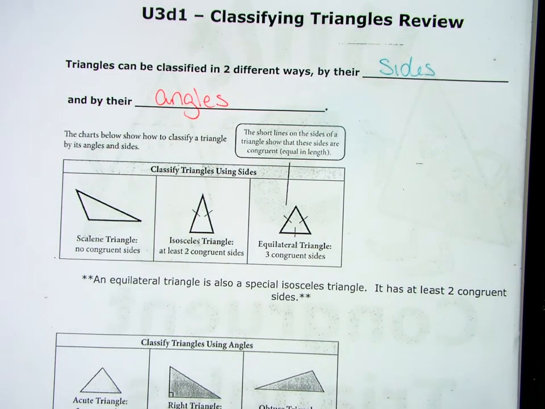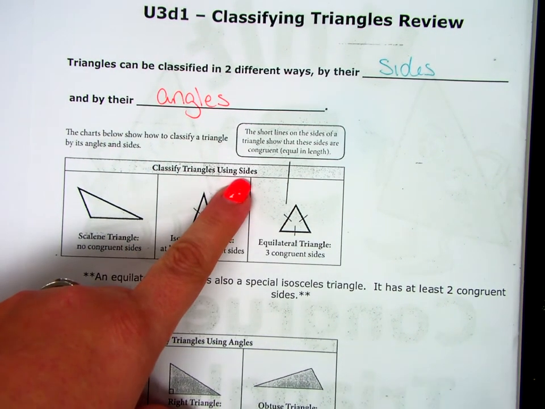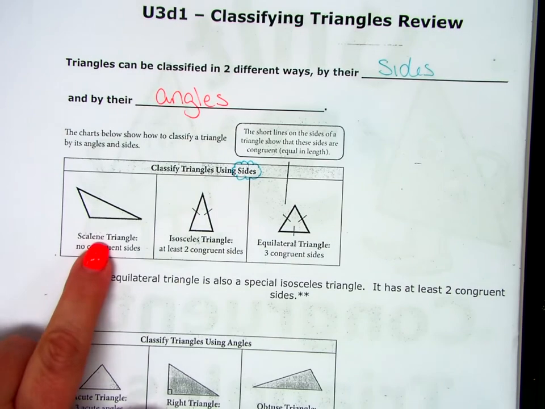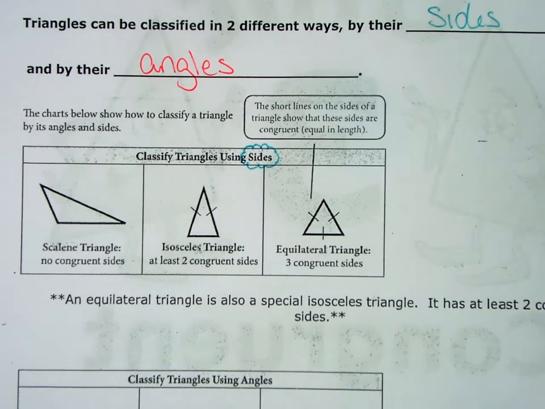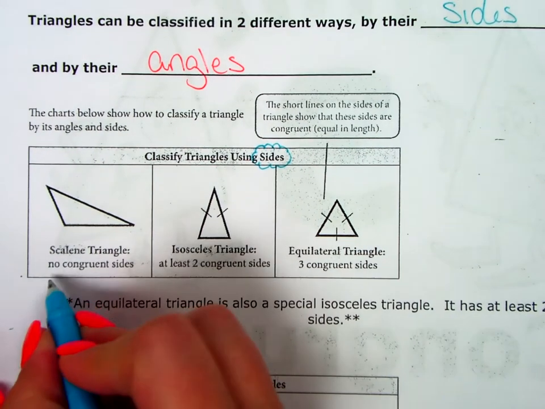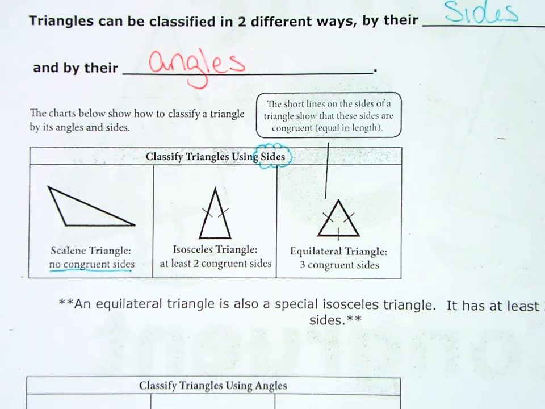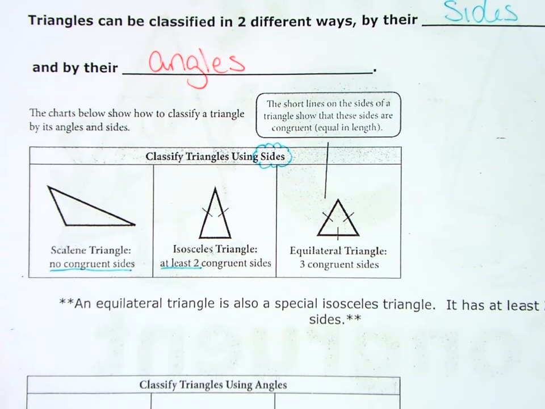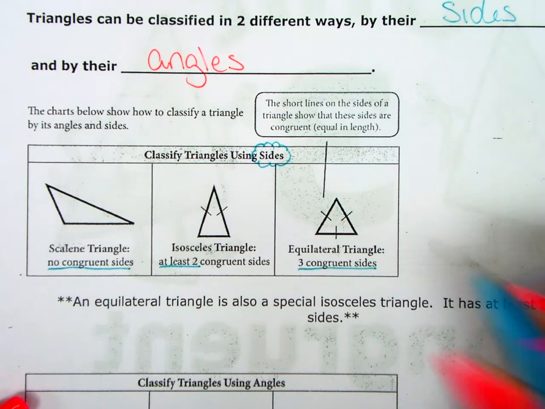Okay? So this chart here, this first one, is classifying triangles by its sides. And this is not new to you. You have seen this before. When you're classifying by the sides, there are 3 options. There is scalene, which means none of your sides are the same. No congruent sides. There's isosceles, which means at least 2 of your sides are the same. And then there's equilateral, which means all of your sides are the same.